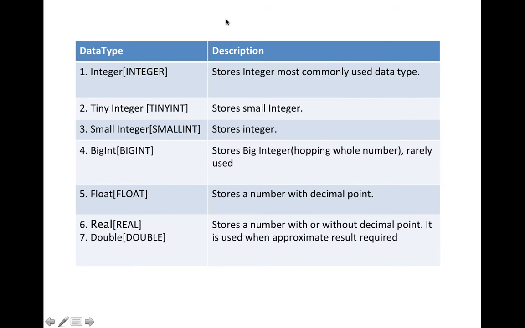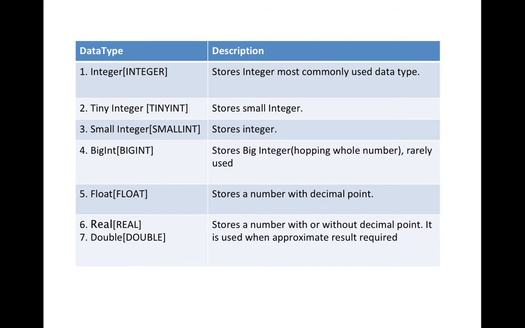But from the database perspective, all of these things matter, because each of these data types is going to require memory space. The smallest, the tiny int, will take a small memory space. A small int will take a little higher than the tiny int. Then comes the integer, and then big int, since it's got a whopping whole number, it will take more memory space. So those are our integer data types.